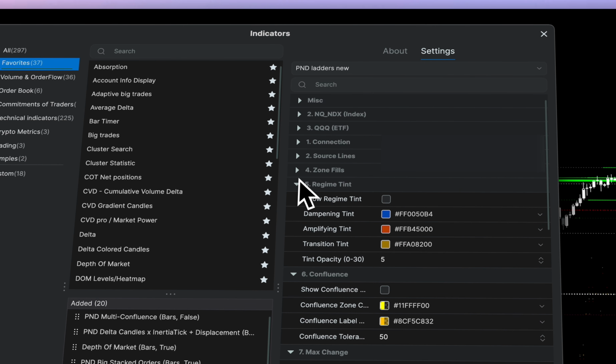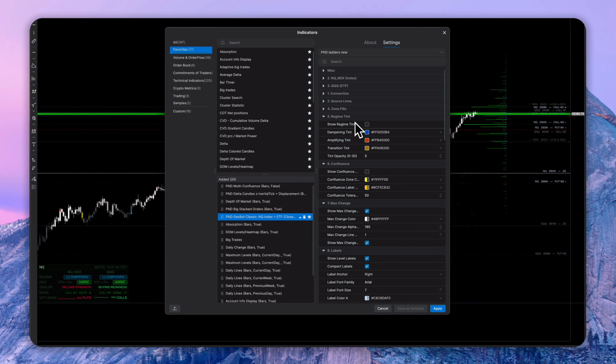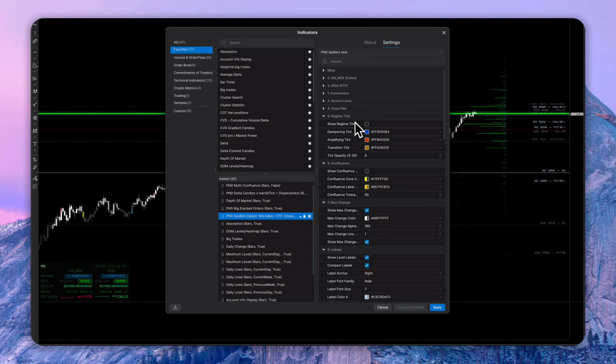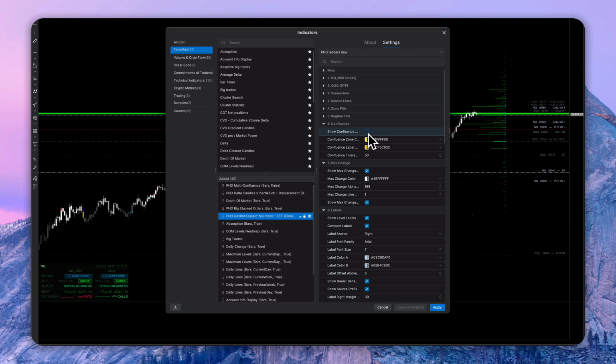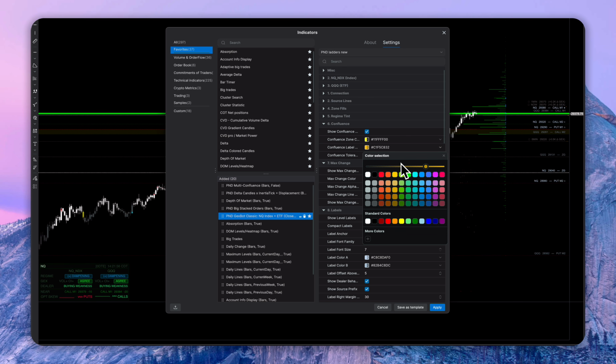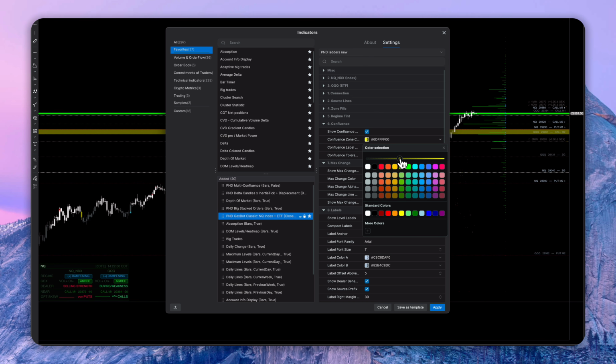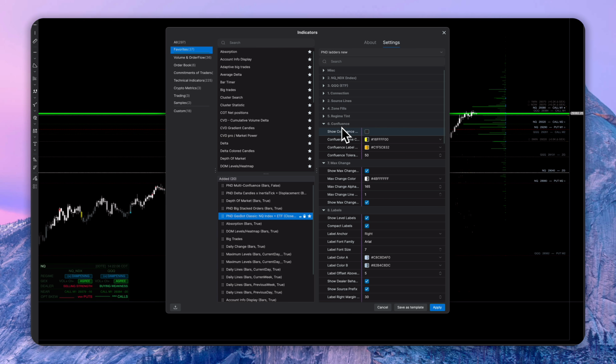You can do a bunch of things like fill in zones. You can tint the chart based on the regime, if you're in a positive or negative Gex. You can also look at confluences and levels. So if I do this, and let's see if I can increase this really quick, you can see where levels between the two sources are close to each other. That gives you a pretty interesting read.